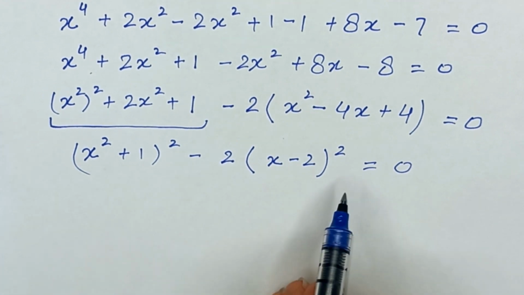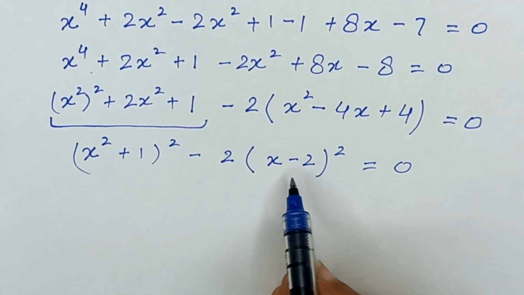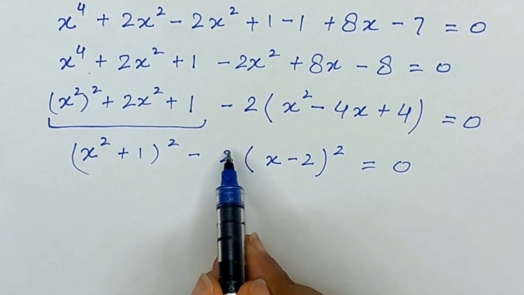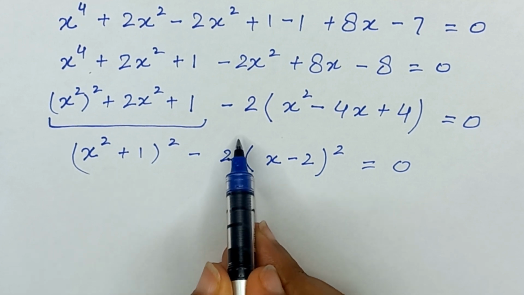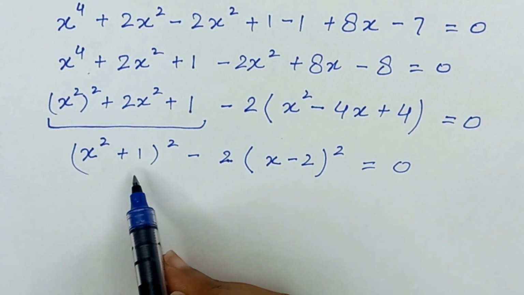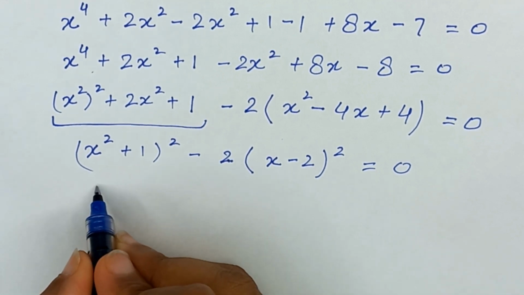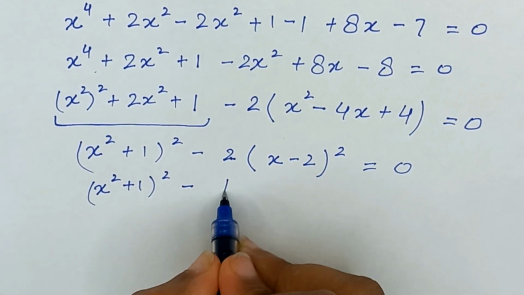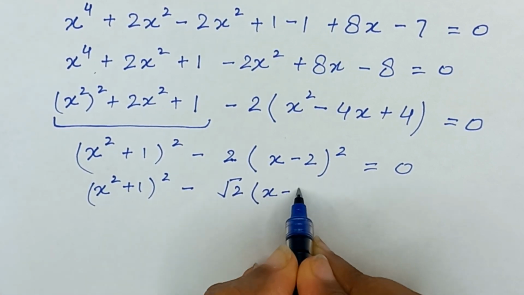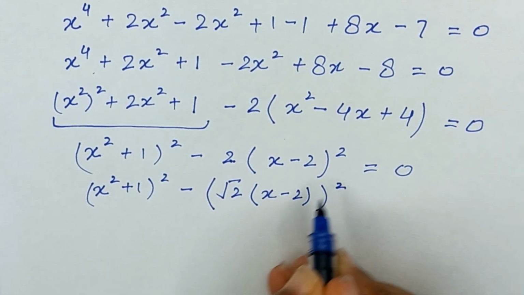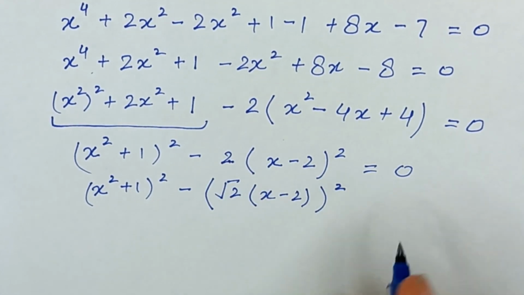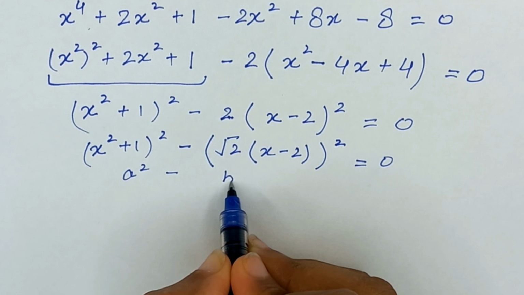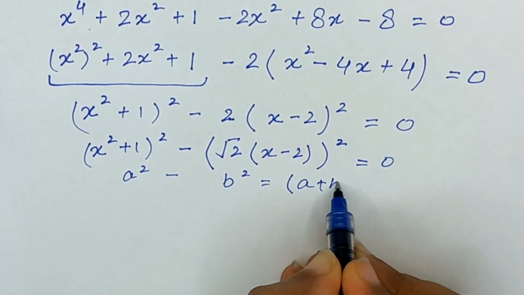Okay, now in this step you can see that here we have this term square and this term square and negative sign between these two terms. So if I take this 2 in the form of a square, it will be an identity a square minus b square. So how can I write it as x square plus 1 whole square minus square root of 2 times x minus 2 and its whole square, because square root of square is same as 2, and it will be equal to 0. Now it is the form of a square minus b square which will be equal to a plus b, a minus b.